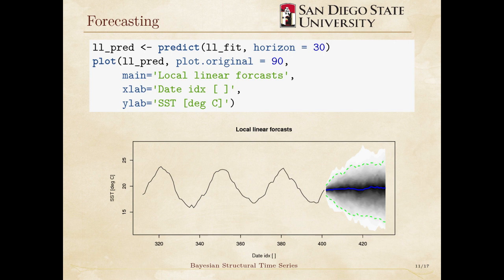BSTS also provides a predict method to compute forecasts. The horizon argument specifies how far ahead we want to forecast. In this case, we forecast 30 time steps ahead, which correspond to 1 year. To see how our forecasts are doing, we can pass our BSTS prediction object to the plot function. The plot.original argument plots the last 90 time steps of the original time series alongside the forecasts. The blue line indicates the median of the predictive distribution, and the green line indicates the prediction interval. The default is a 95% prediction interval. The gray shading displays the posterior density distribution.